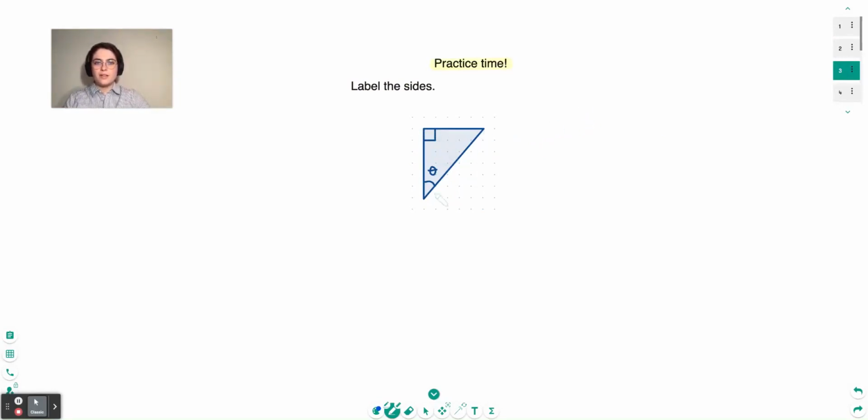Okay, so our longest side would be our hypotenuse. Then the side that is opposite to our angle theta is the opposite side. And the side that is left over would be our adjacent.